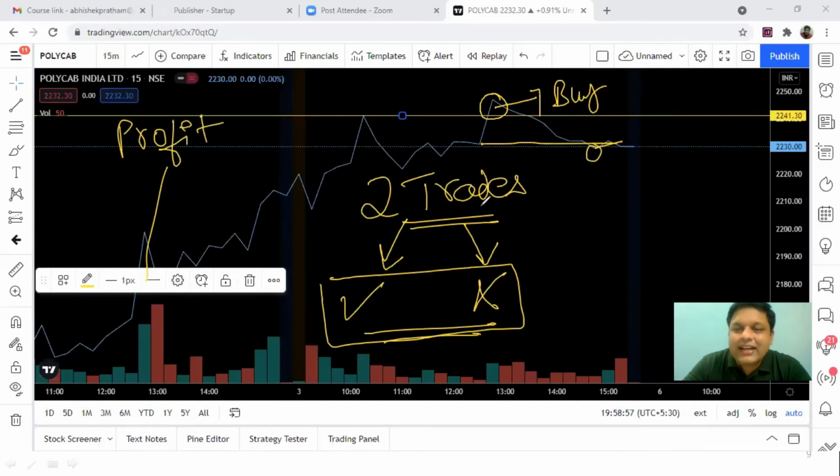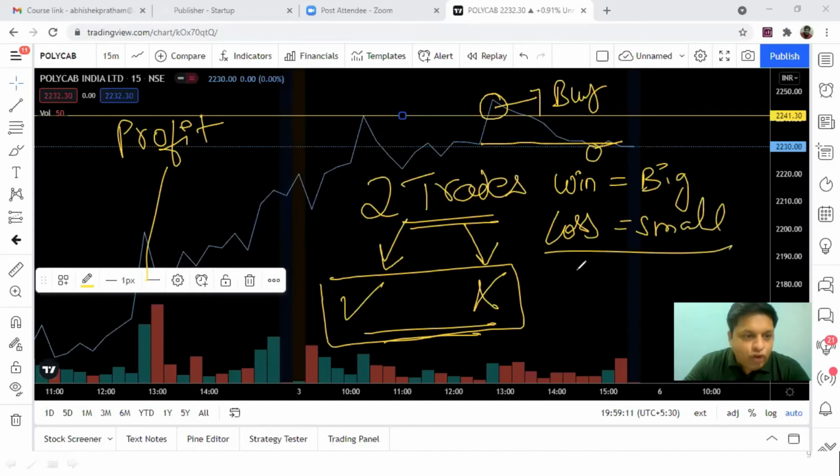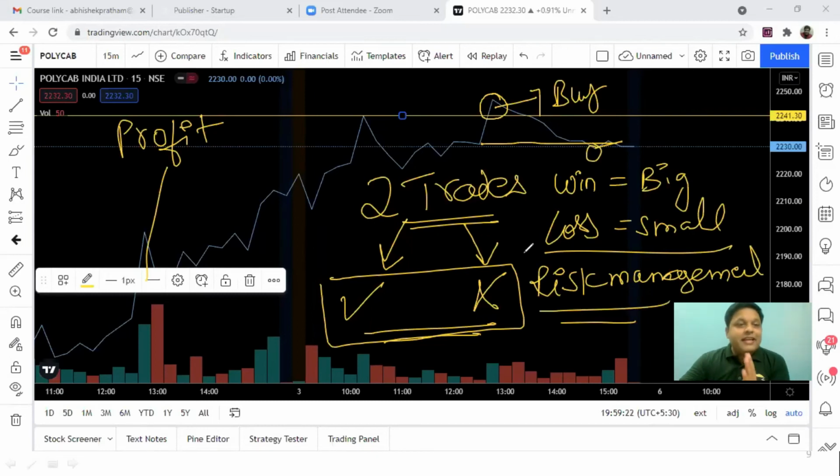So there is another secret for trading. Whenever you trade, your win should be big and your loss should be small. For this, you have to learn risk management, and this is very, very important stuff. How to manage your trades, how to manage your risk, how to do the money management. It is very, very crucial for your trading.